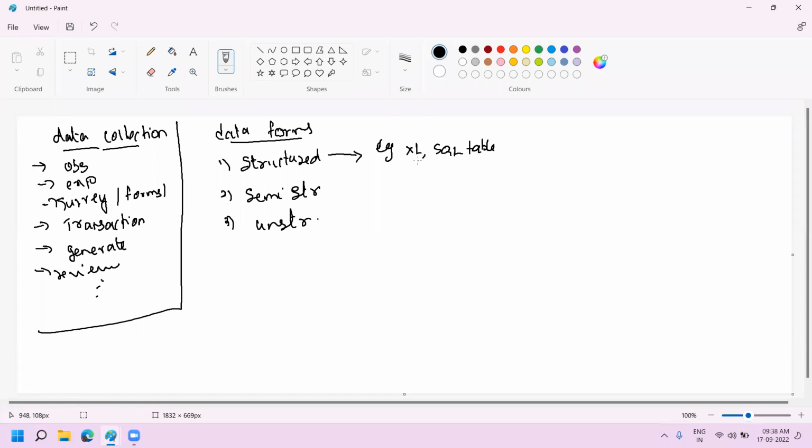Tabular format. Structured data means where your data is arranged in rows and columns. You can easily access the table by writing queries, or referring to the column names. That is SQL and Excel. You have headings and it is easy to access. What is semi-structured?